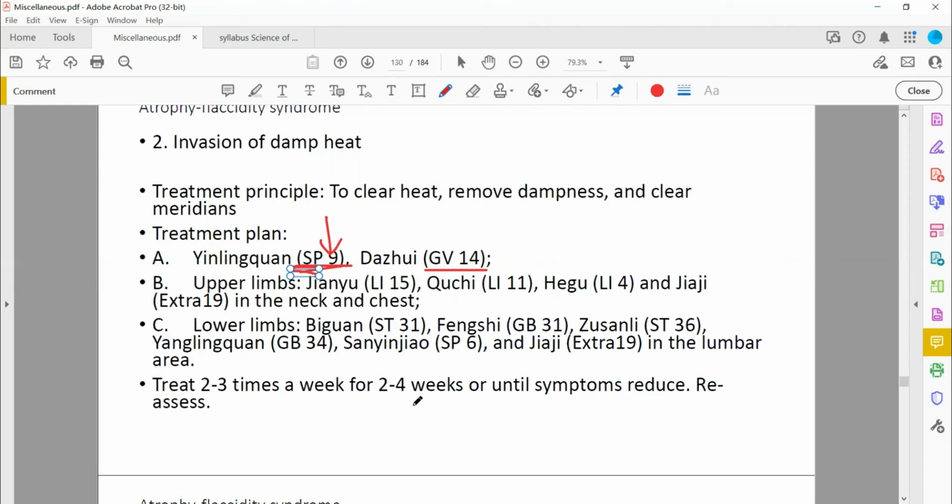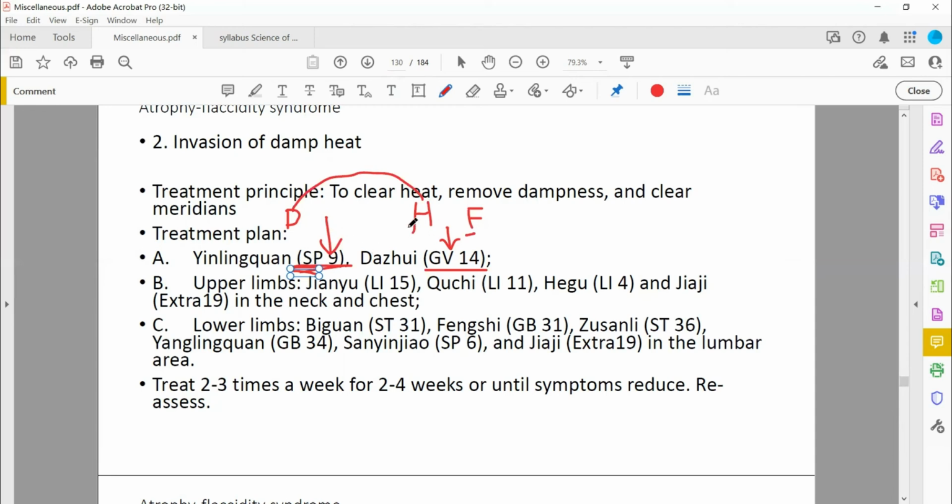The first one is for the dampness. Yes, this one is good for the dampness. And this one is for heat, especially if there's a fever. We use GV14. Used together, is it called damp heat? Yes, they can be used together, for damp heat with a fever.